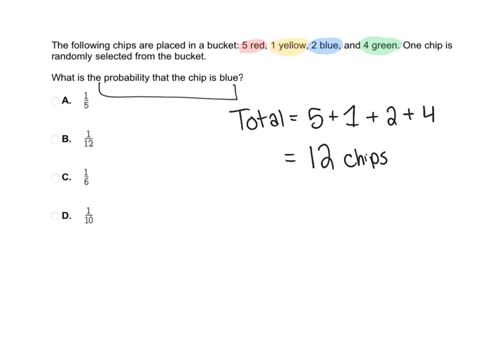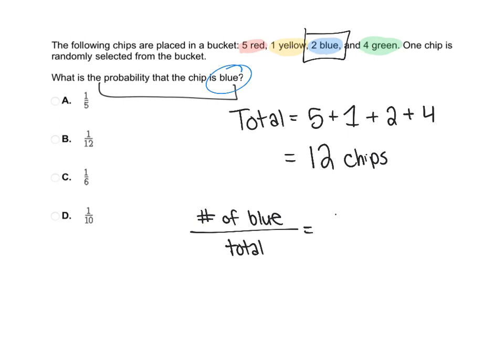But then it's asking me what's the probability that the chip is blue. So I'm going to look back at the information in my question. I see that there are 2 blue chips. So it's going to be the number of blue over the total, which again, the number of blue is 2 and the total is 12. I don't see 2 out of 12 in my options. However, I know I can simplify that fraction. I can take a factor of 2 out of the top and bottom, which leaves me with 1 over 6, because I simplified that fraction.